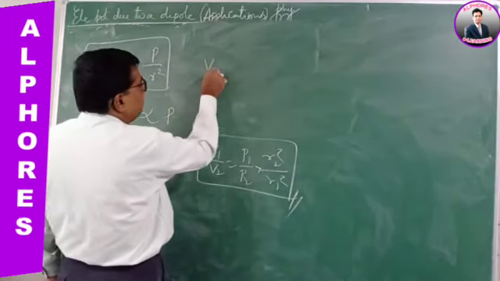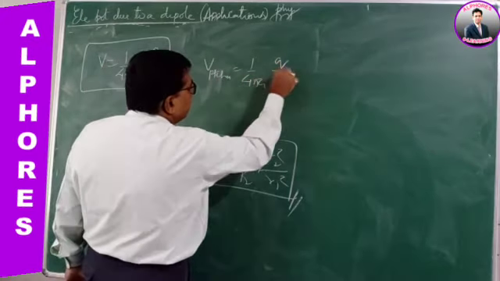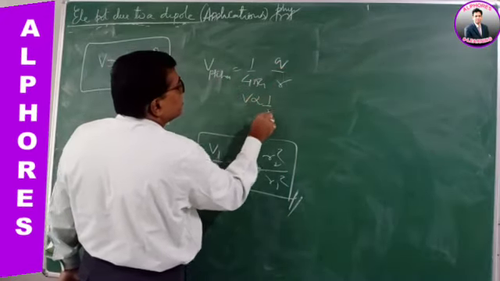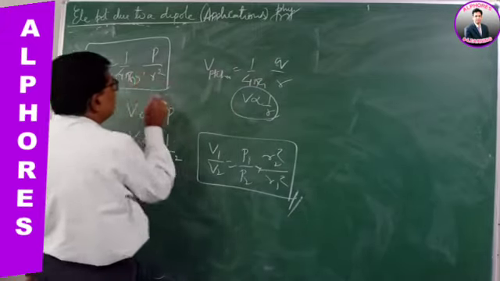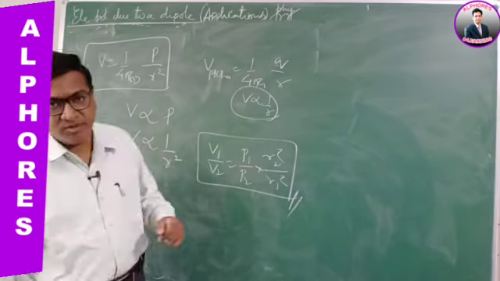You know, the potential due to a point charge is 1 by 4 pi epsilon naught Q by R. It is inversely proportional to R for a point charge, but for a dipole it is inverse square. Very important point to know, right? Thank you.